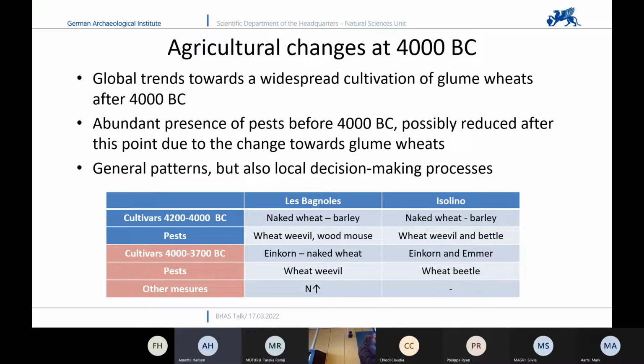So even though the changes are apparently the same, there's some level of decision making that we can detect that is different between the two sites. Still, it's hard to grasp at this moment why multiple sites at the same time are choosing to change from naked wheat to glume wheat. Are these really the networks that are making people decide on the same direction because they observe nearby farmers are successful in this change?